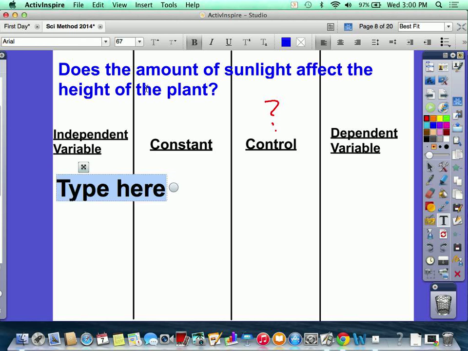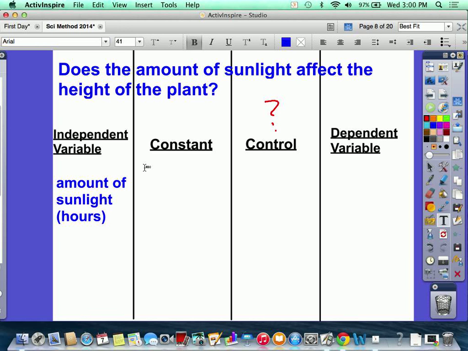I have blanked out the screen, but I'm going to go ahead and put in here the answers so that if you're at home you can see what they are. Our independent variable here, the thing that we're testing, is the amount of sunlight. And we'll have to define how we're going to measure that. So maybe in hours.